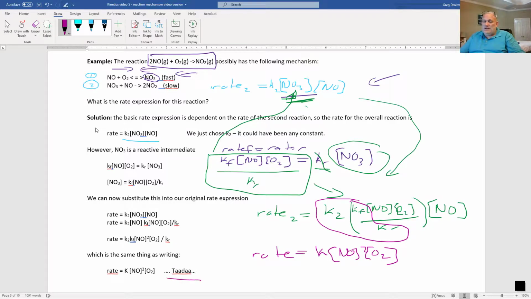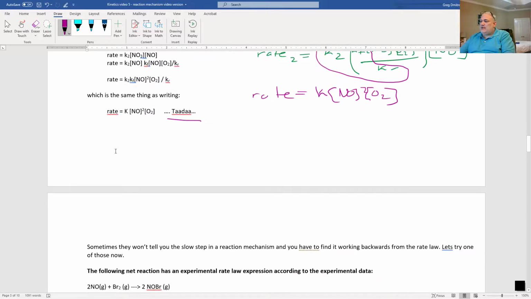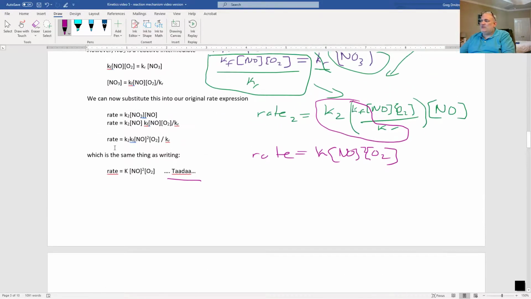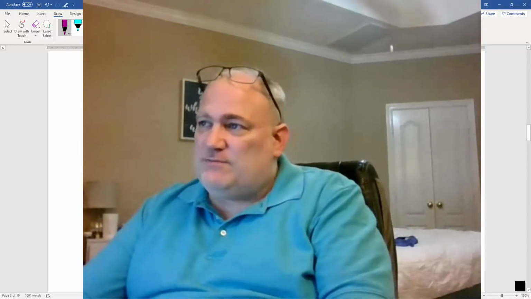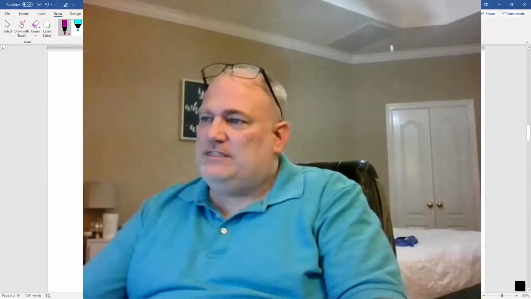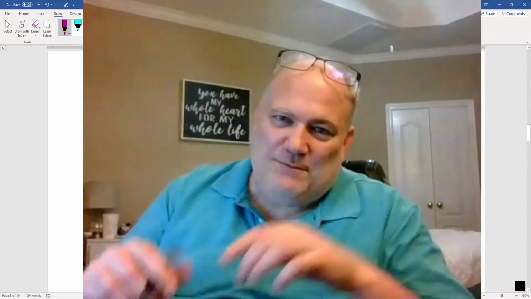So I'm going to stop right here, and what we're going to come back to is problems where we work backwards from the rate law and figure out what the actual mechanism is. Hopefully this has been helpful. You might want to go back through this, and I'm going to hopefully give you some notes that do not have all of my scribbling over it. Have a blessed day and stay safe.